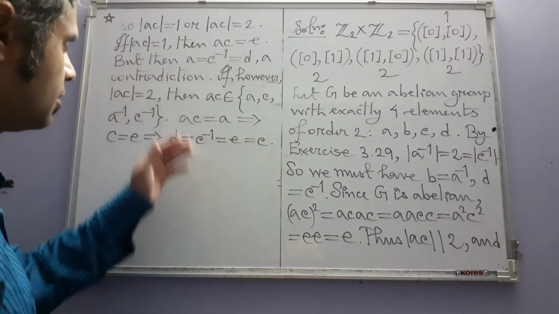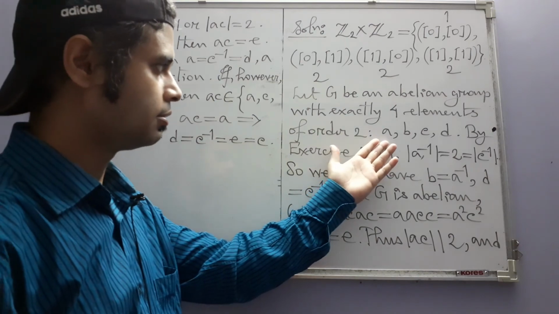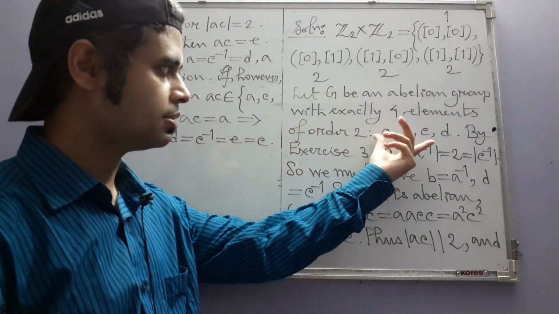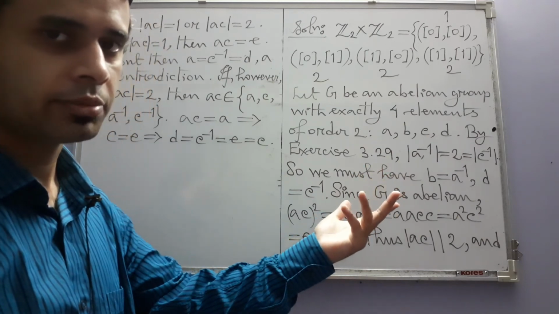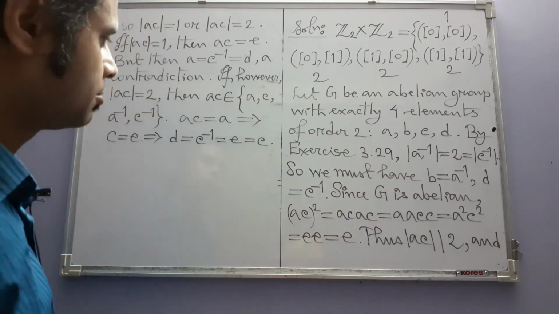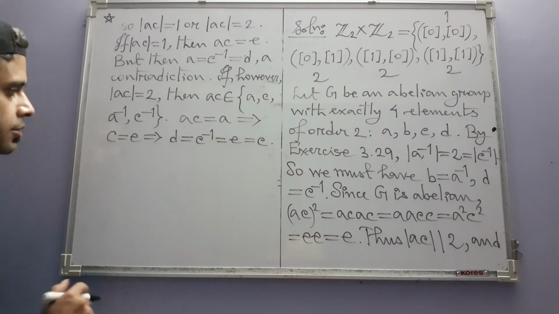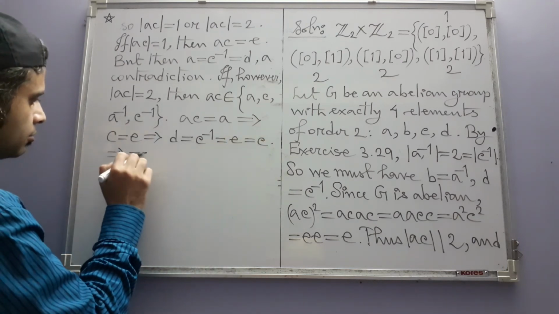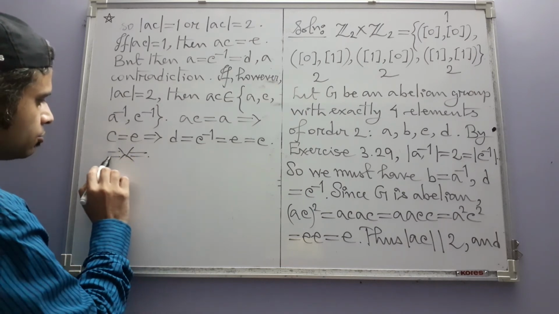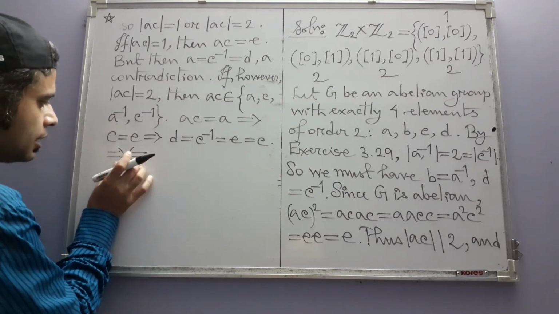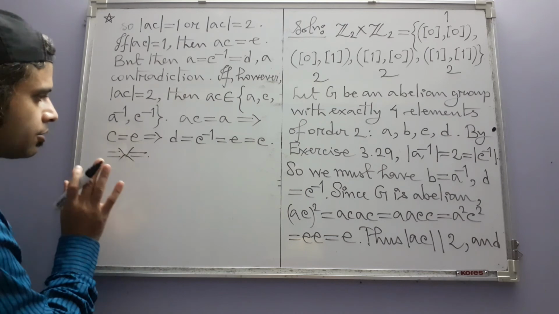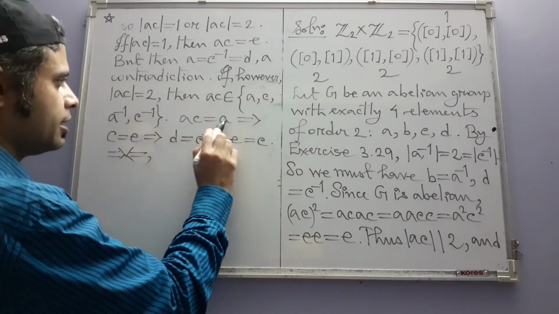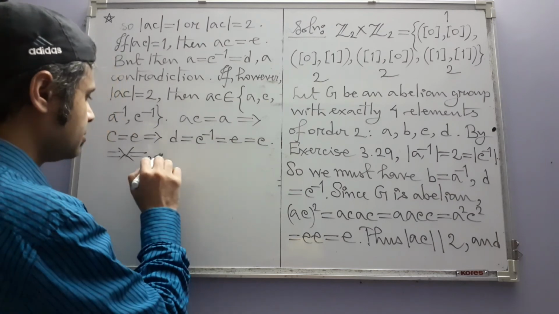But then again a similar contradiction has arisen, that C inverse is equal to C. So how are these 4 elements actually 4 elements? Because now they have become 3 elements. So this is a contradiction. These 2 clashing implication signs denote contradiction. So that means AC cannot be equal to A.